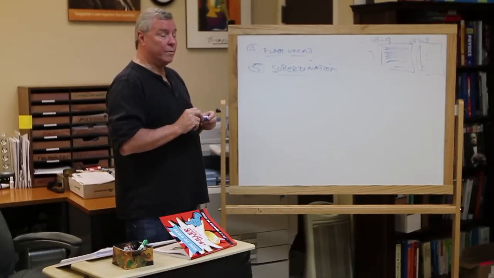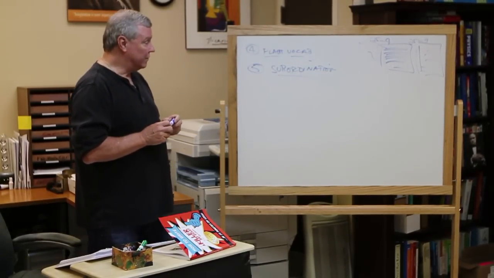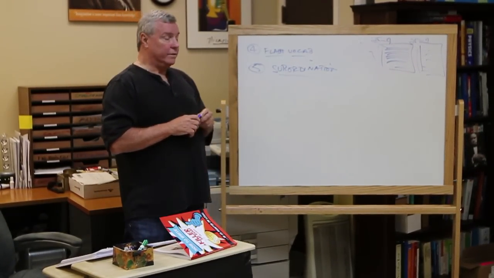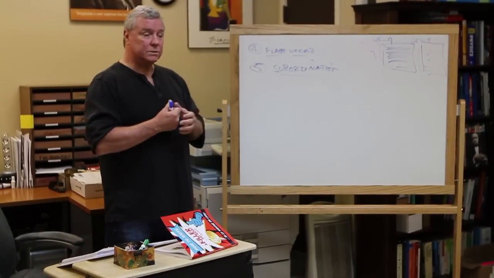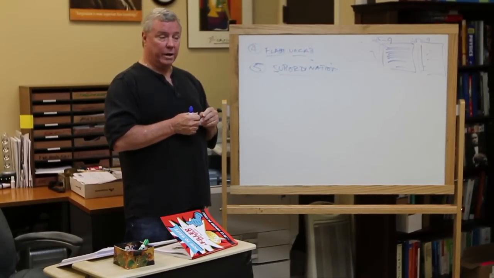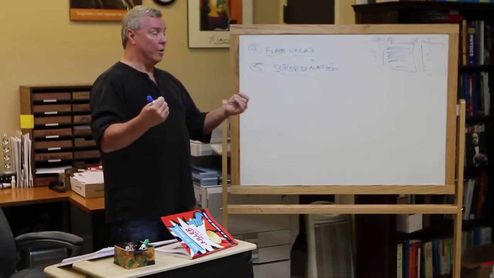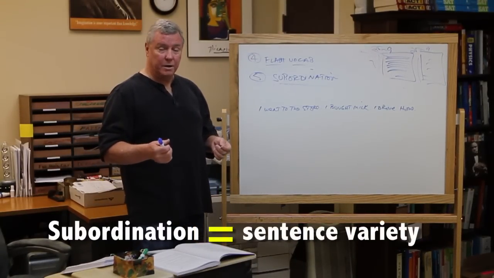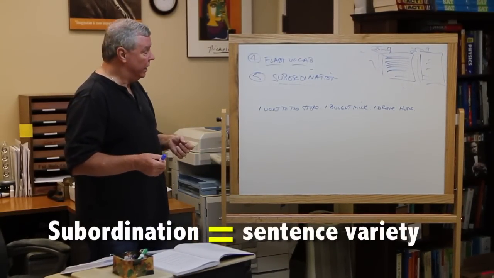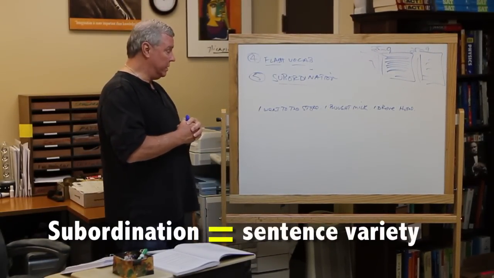In fact, I think it was Harvard that did a study several years ago, studying the work of the best American writers, and guess what the number one criteria for good writing among top American writers was? Subordination. Exactly. So let's talk about this in some detail. Subordination is really sentence variety, and it's crucial to good writing and a high mark on the SAT essay.